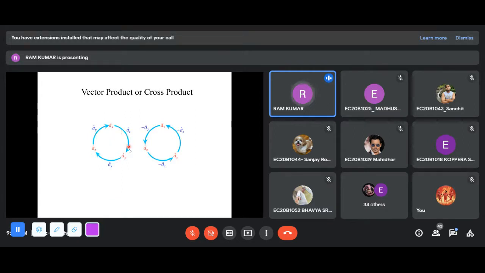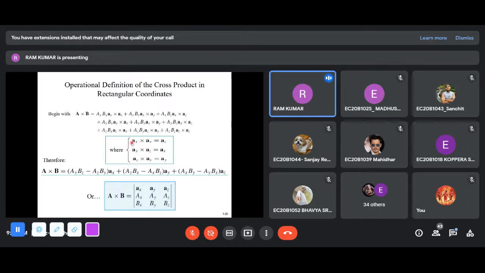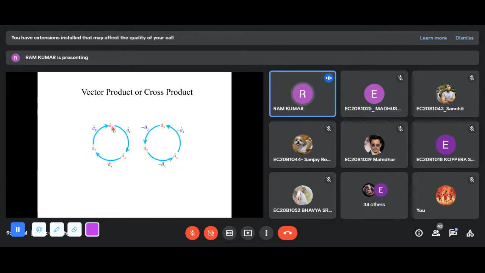If it involves the clockwise direction, it's plus. If it involves an anti-clockwise direction, then minus. Clockwise means, as you know, AX cross AY. Here, you just put AX, AY, AZ in this sequence to make it clockwise. So AX cross AY is AZ, AY cross AZ is AX, AZ cross AX is AY.